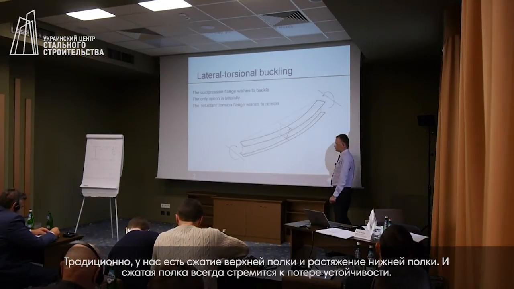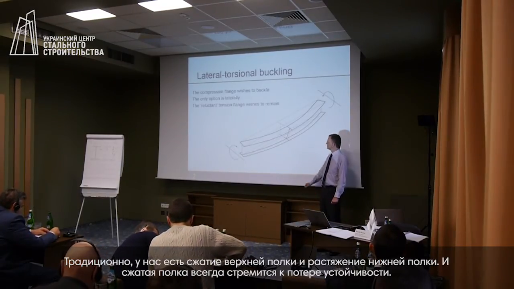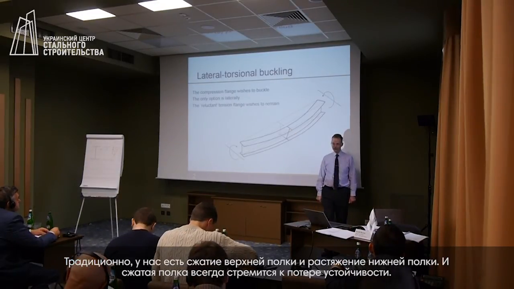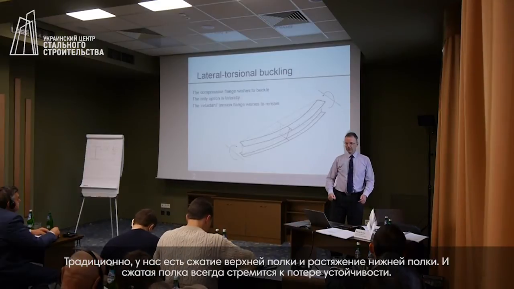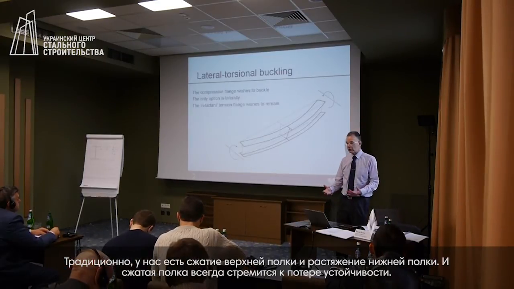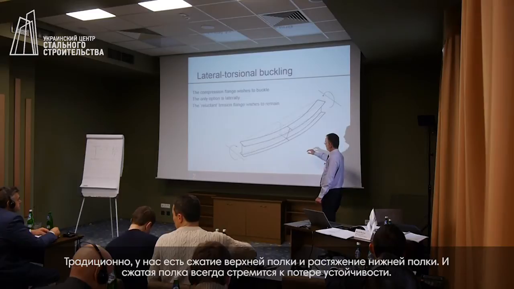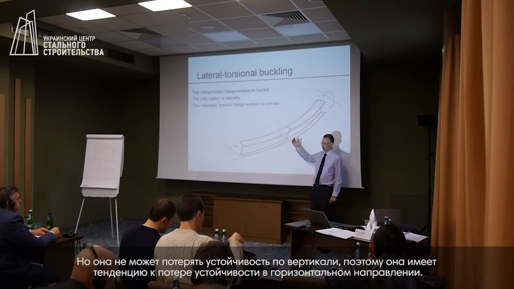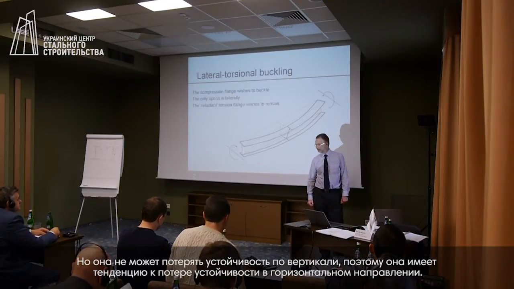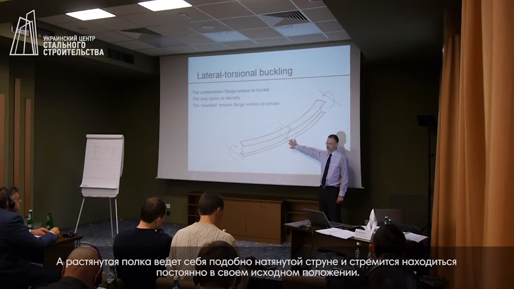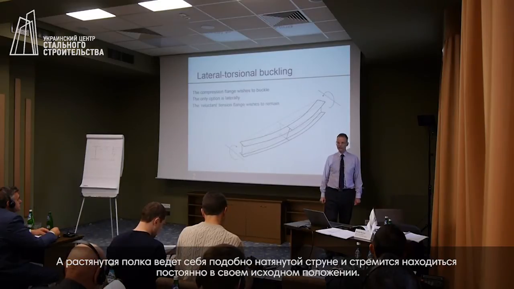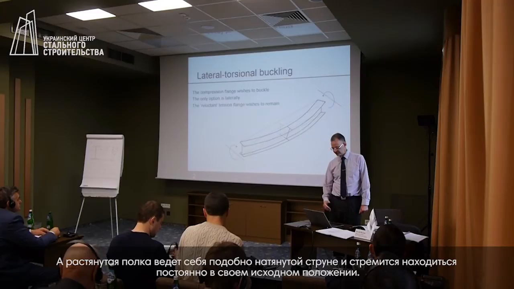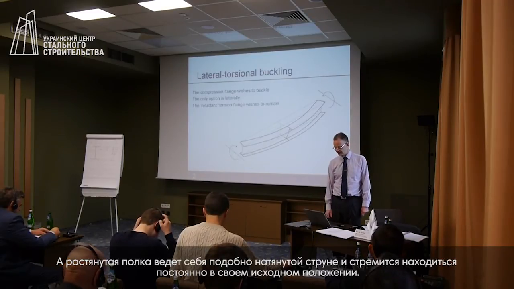So this beam has been drawn in the conventional sense. We have compression on the top flange and tension on the bottom flange. And the compression flange wishes to buckle. It cannot buckle in the vertical direction, so it will wish to buckle in a lateral direction. The tension flange is just like a piece of string and wants to remain exactly where it is. So the tension flange wishes to remain in a straight line.